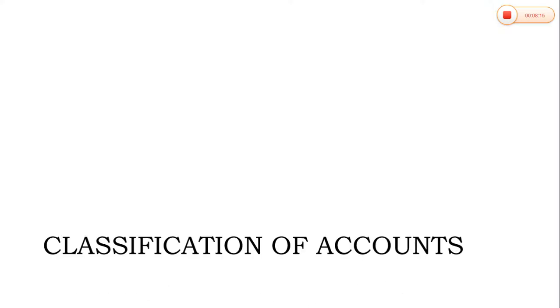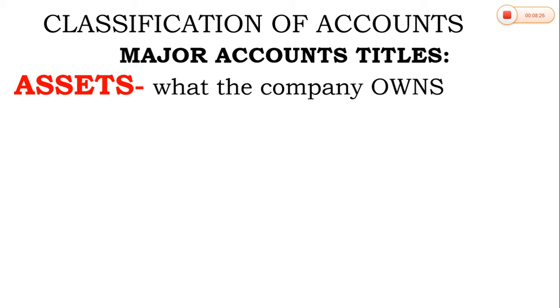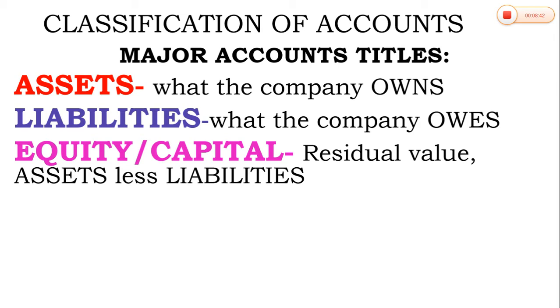Okay? To help you recall the classification of accounts, you have the major account titles. The first one is assets. Assets are what the company owns. These are the resources owned by the business. Liabilities are what the company owes. And we have equity or capital, the residual value, assets less liabilities.